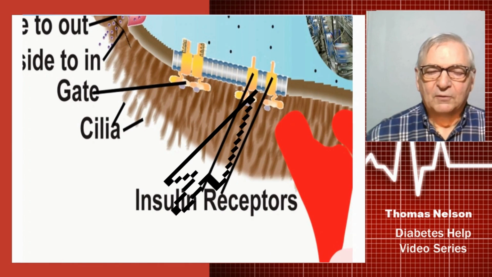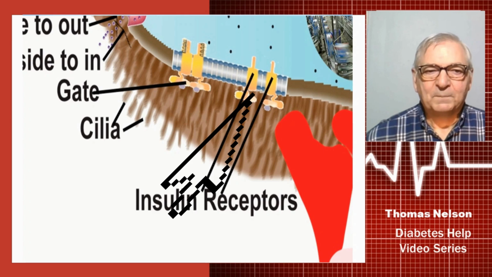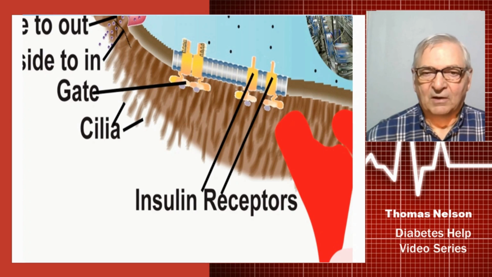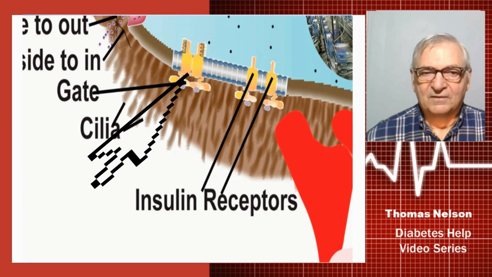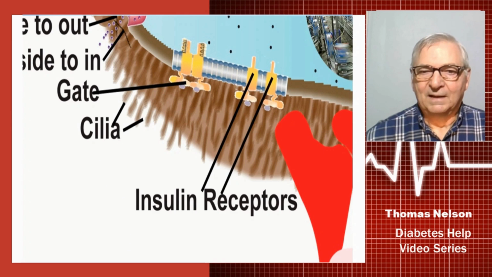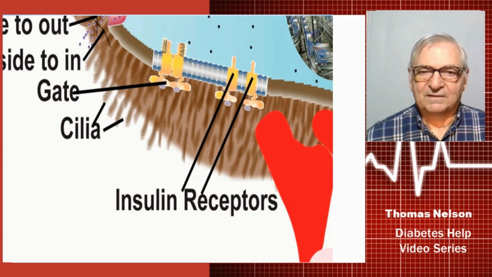These are a closer look at those insulin receptors and the gate that we're talking about. And you can see they're usually close together, and those insulin receptors, again, trigger those gates to open to allow the glucose to get into that cell.